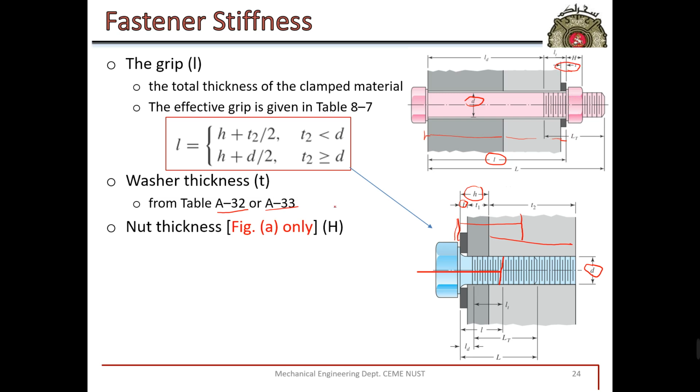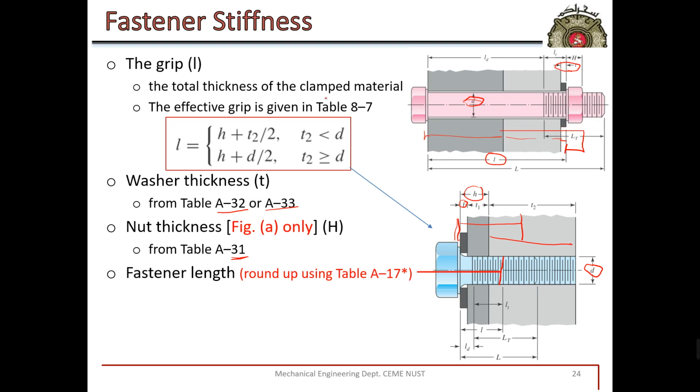Similarly, to calculate total length, we also have this nut and we need to calculate the thickness of the nut. So the thickness of the nut can be calculated. Check from table A31. Go to table A31. You should have a book, go to table A31 and check for any required diameter D. For any required diameter D, you can check the thickness of the nut.